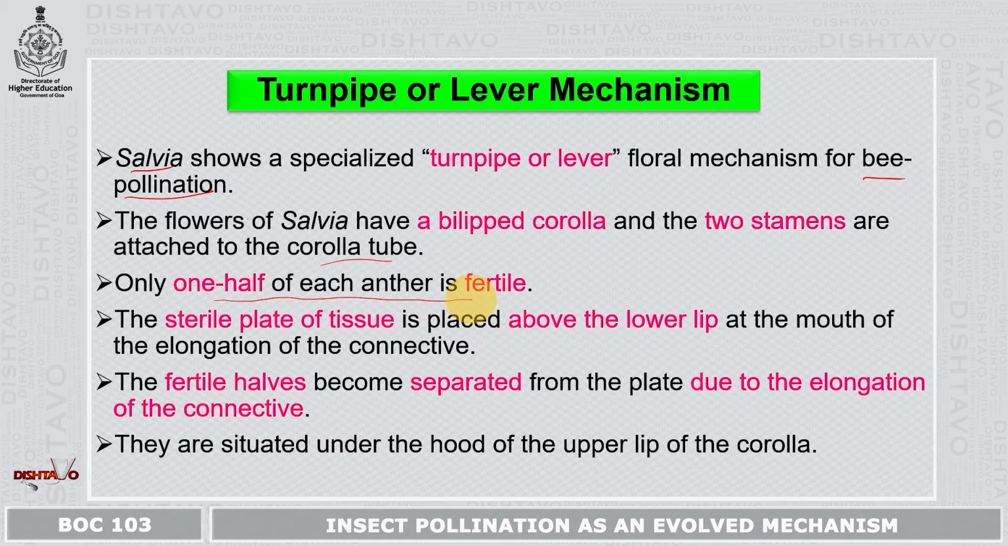The sterile plate of tissue is placed above the lower lip at the mouth, at the elongation of the connective. The fertile halves become separated from the plate due to the elongation of the connective. They are situated under the hood of the upper lip of the corolla.